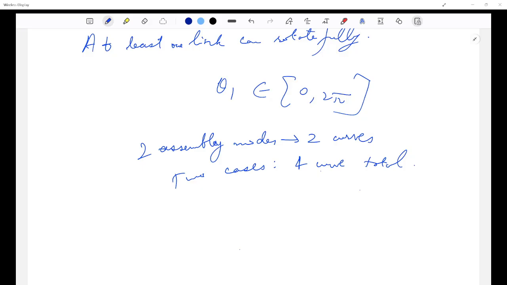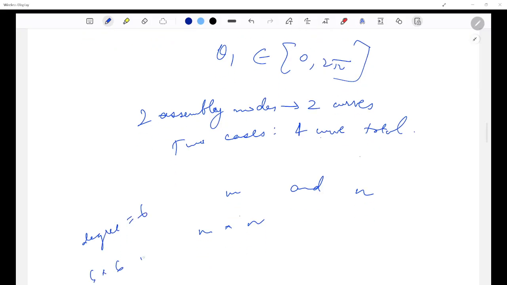So how do we obtain the number of intersection points? It comes from M and N. So M times N gives me the maximum number of intersection points. Each coupler curve has degree 6, and the maximum intersections that can happen is 6 times 6, which is equal to 36. That is where 36 comes from.